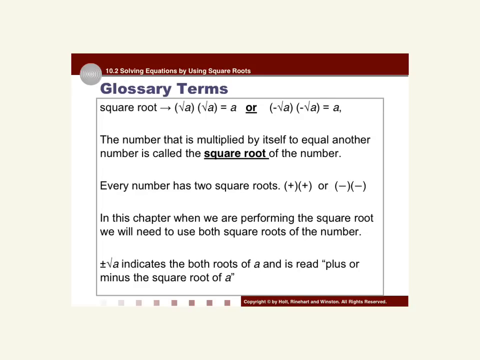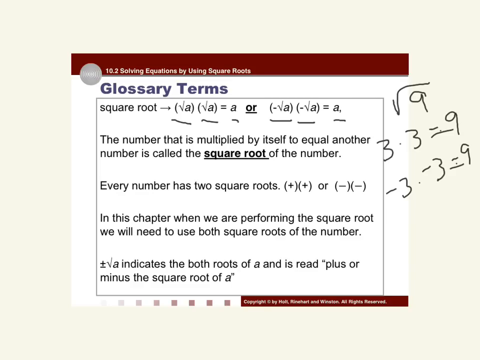First of all, just recalling what a square root is. Remember, the number that is multiplied by itself to equal another number is called the square root of a number. And every number has two square roots, because the square root of a times the square root of a equals a, and the negative square root of a times the negative square root of a is also equal to a. So for example, the square root of 9 is 3, because 3 times 3 is equal to 9. But so is negative 3 times negative 3.